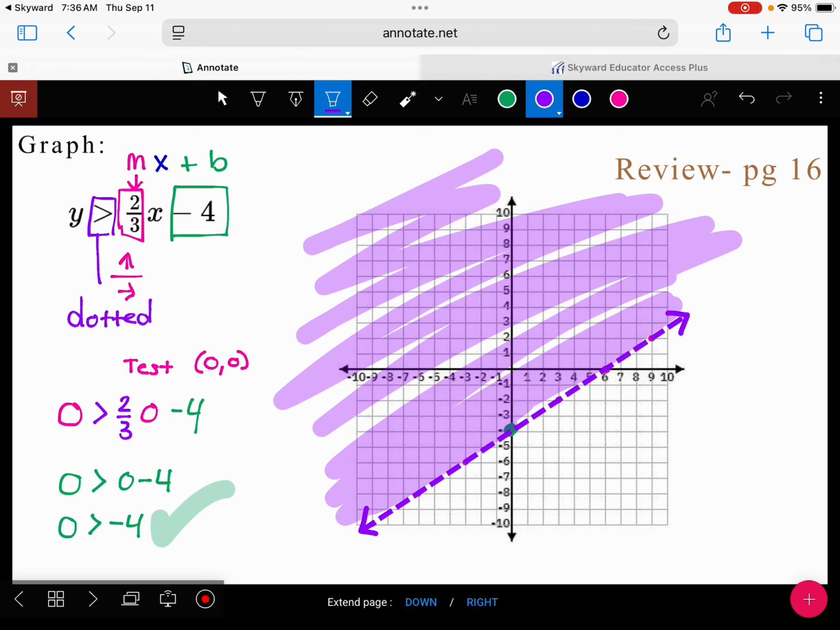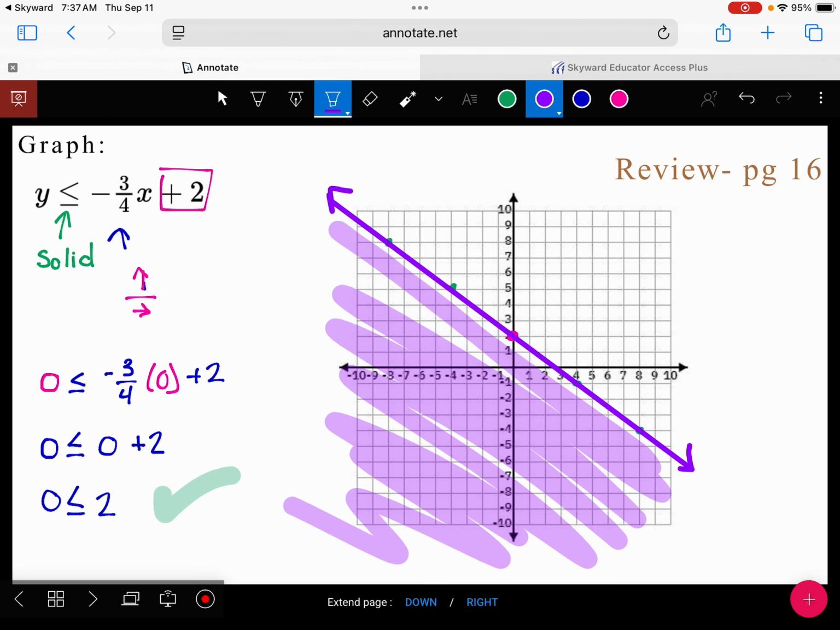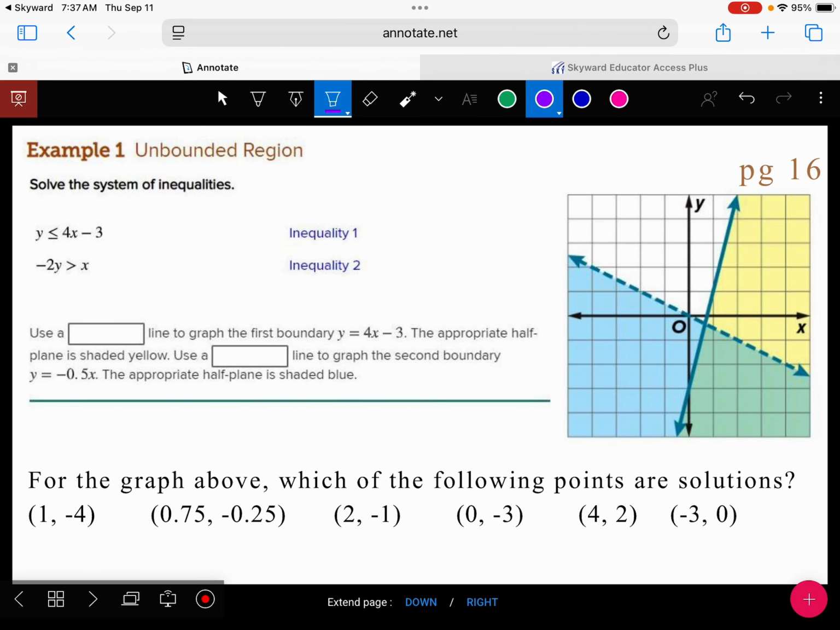There is not a way for us to do these algebraically, so we only do these by graphing. So we're not going to have to substitute or do elimination with them. It's only going to be graphing with these inequalities. So we're going to start by looking at one they kind of half did for us.